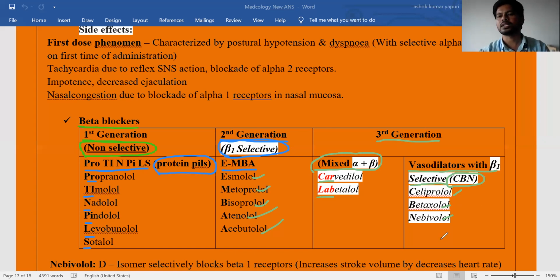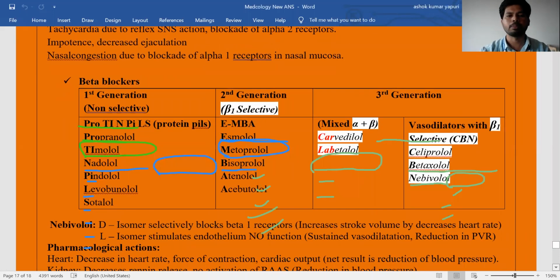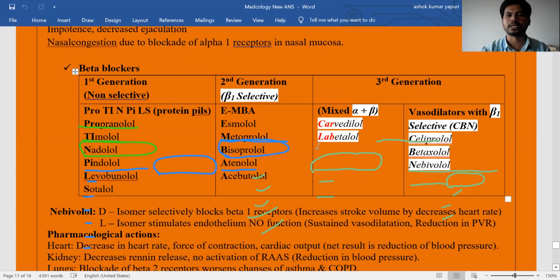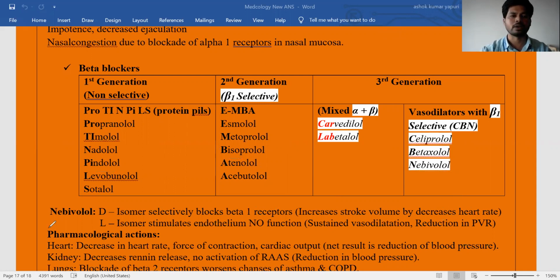So this is a simple classification of beta blockers. Beta blockers are classified into three generations. First generation are non-selective, second generation are selective, and third generation has again two categories: alpha plus beta mixed action, as well as vasodilation action with selective beta 1 receptor action.